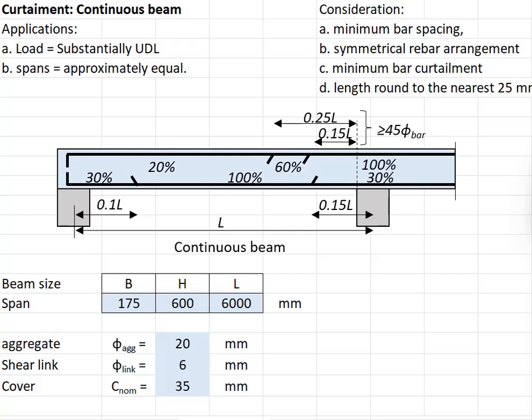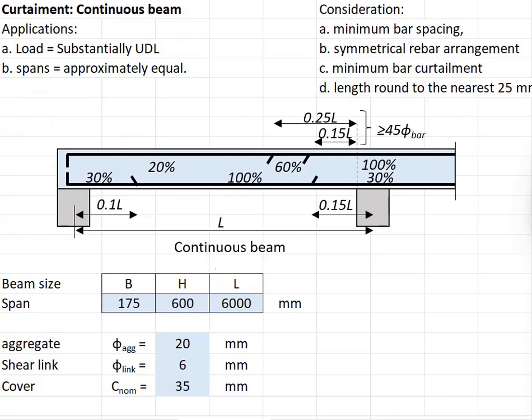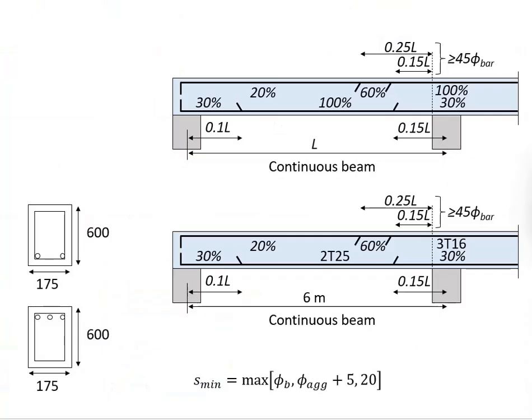Having this established, now let us look into the example. Given a continuous member here, the beam span is 6 meter and the cross sections of the beam would be 175 times 600. Let's say you have designed the reinforcement bar for the beam. For the bottom reinforcement bar at the midspan, it requires 2T25. As for the top reinforcement bar at the support, you require 3T16. From there, you will need to work out the final layout of the reinforcement.